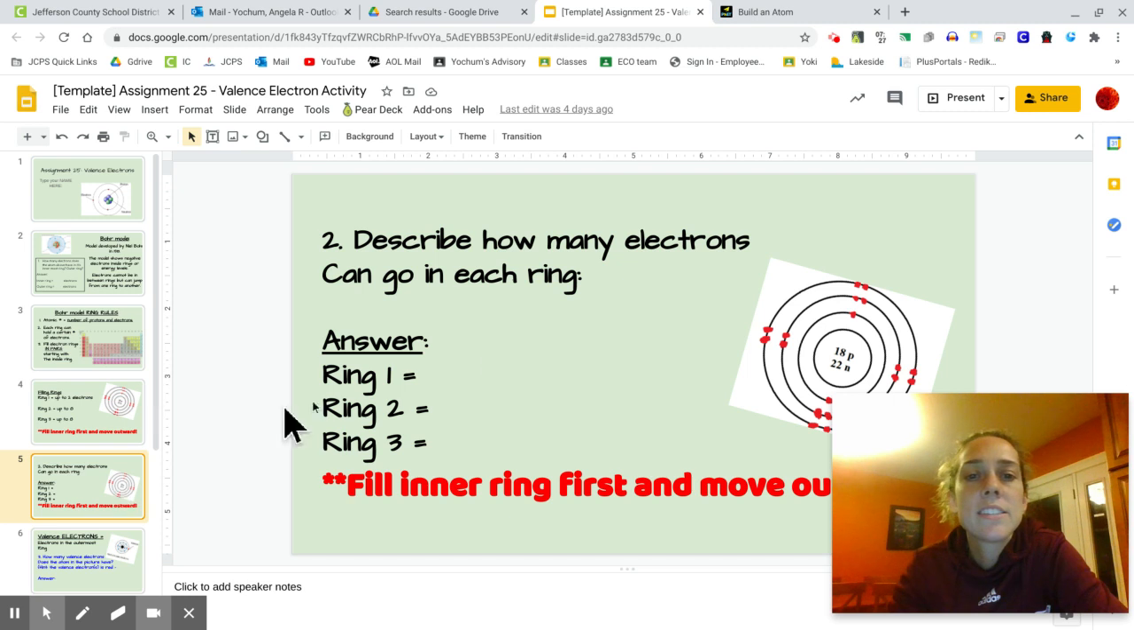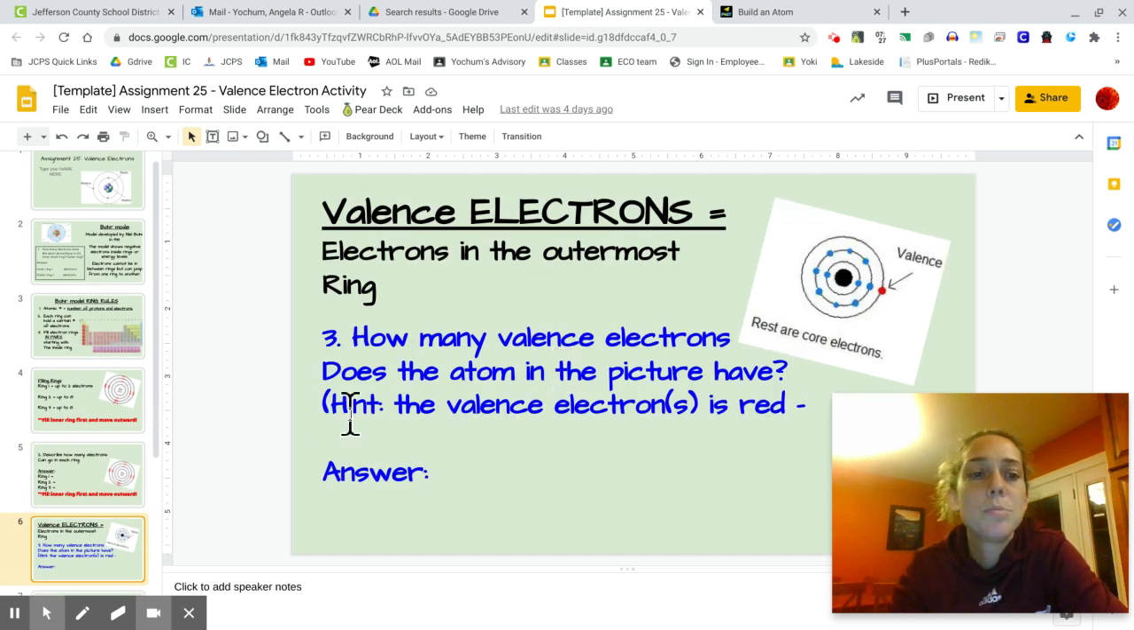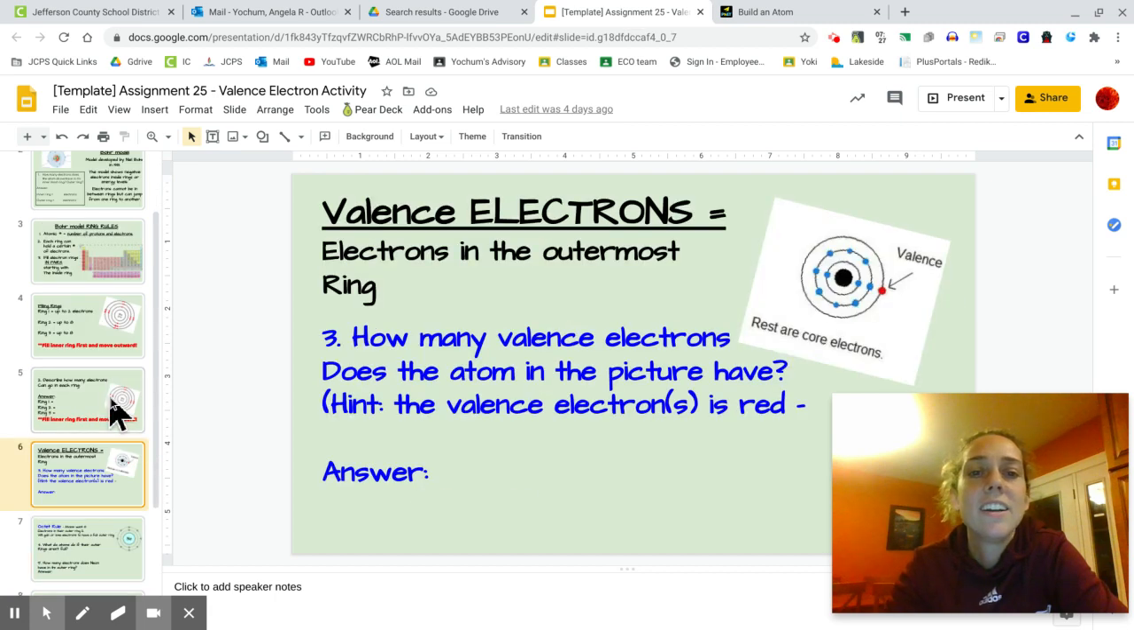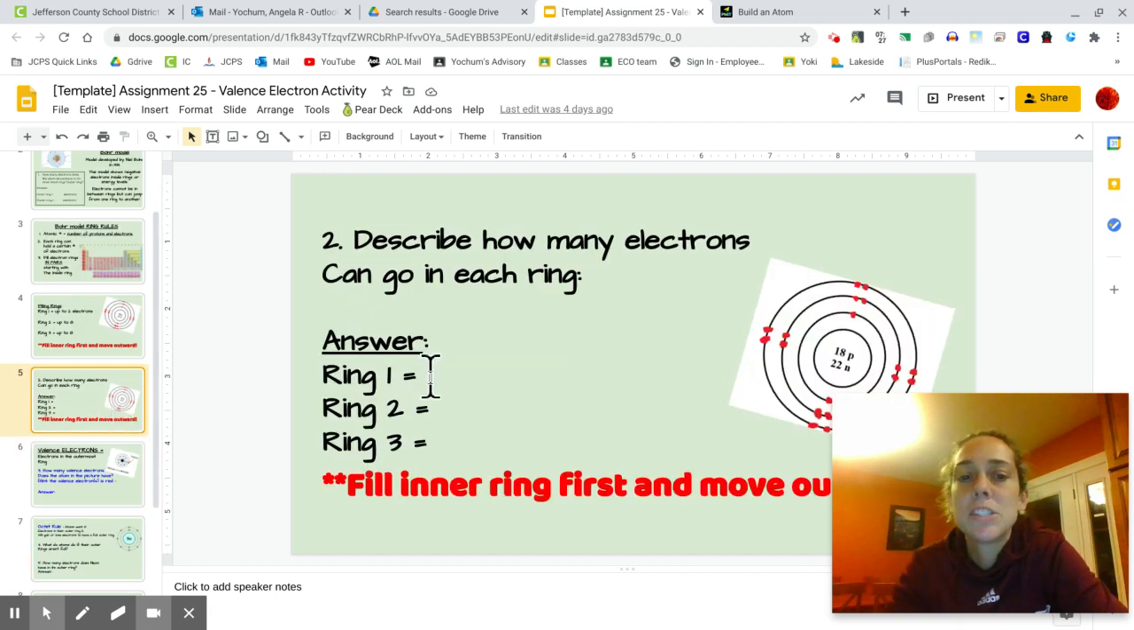Okay, so in the next, it says to describe how many electrons can go in each ring. So we learned in the ring rule back there that the answer would be 2 in the first ring, 8 in the second ring, and 8 in the third ring. So you would type these answers there, 2, 8, and 8.